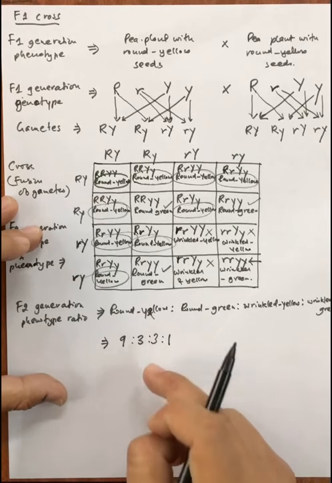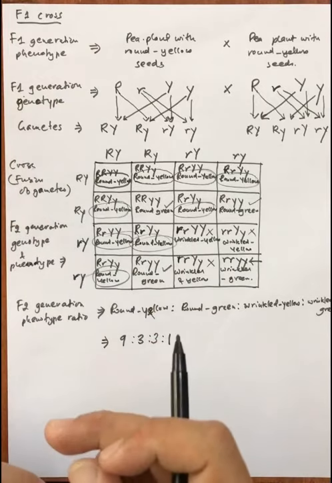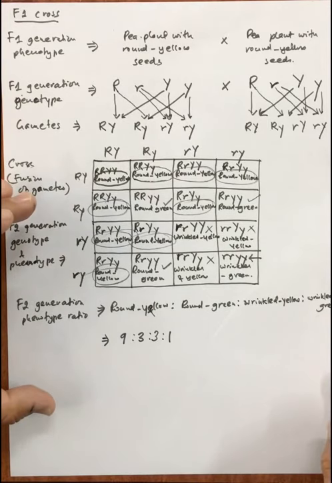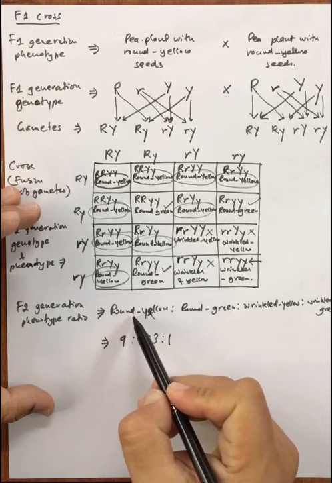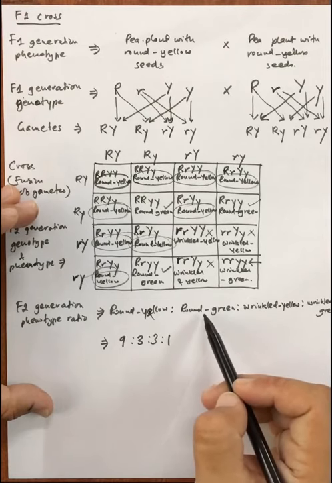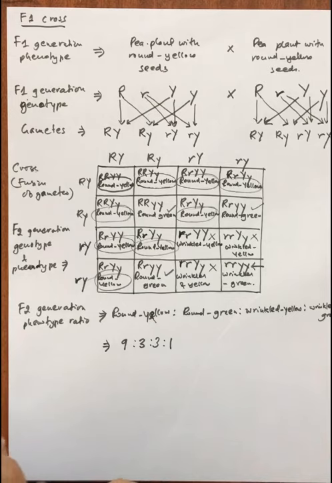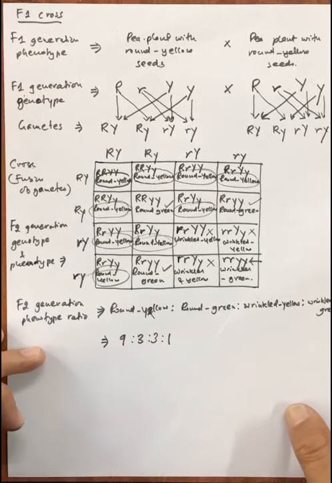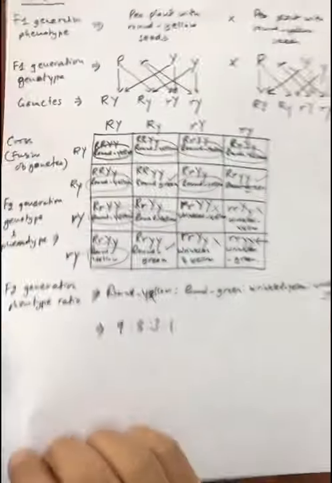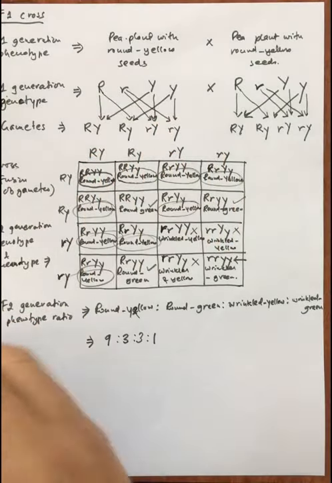The phenotype ratio is the total, and in a dihybrid cross the ratio is counted from the table. These are the parental combinations, round and yellow and wrinkled and green, and these are the new combinations, round and green and wrinkled and yellow. We can draw this as a flowchart in the table.